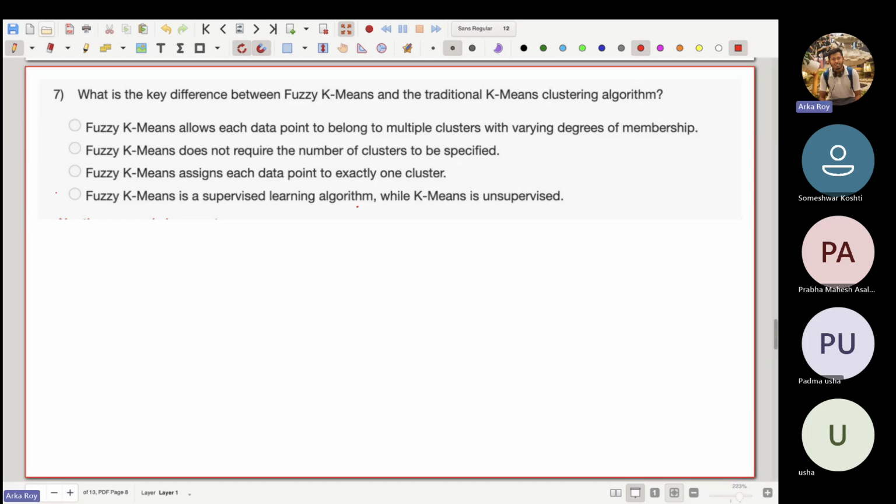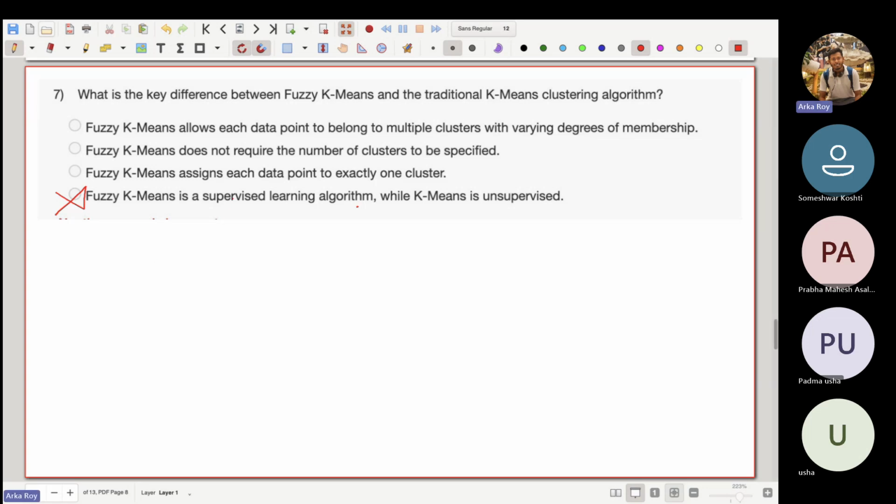And if you remember, I started this live session with the initial statement that we will see clustering techniques, which is an unsupervised method of learning. So therefore, fuzzy k-means cannot be a supervised algorithm.